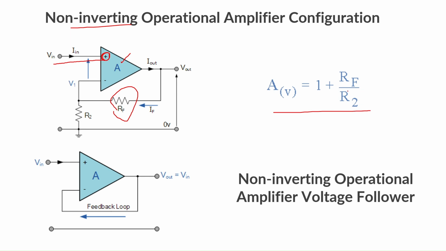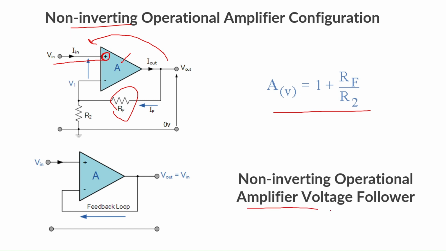This is the gain for the non-inverting operational amplifier configuration. In this non-inverting amplifier configuration, there is no phase shift between the output and the input. The output and input are in the same phase. So this non-inverting operational amplifier could also be used as the buffer, which is nothing but a voltage follower.